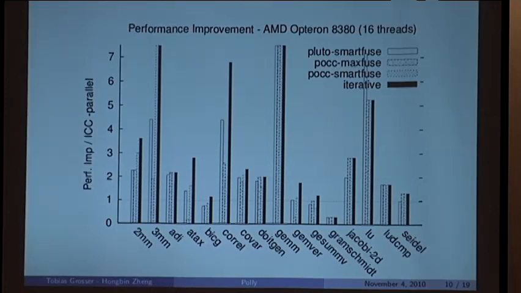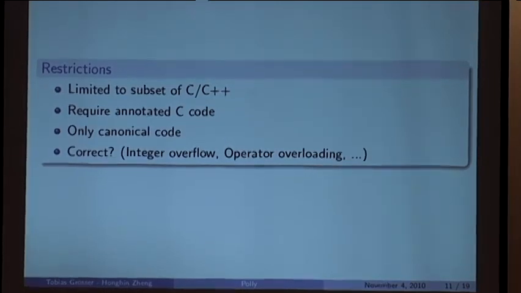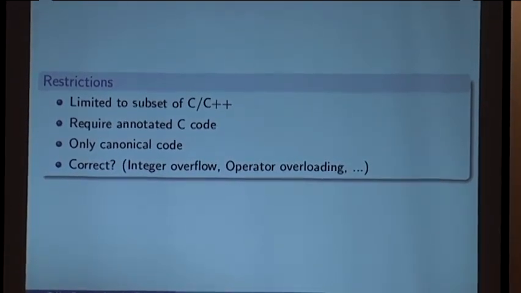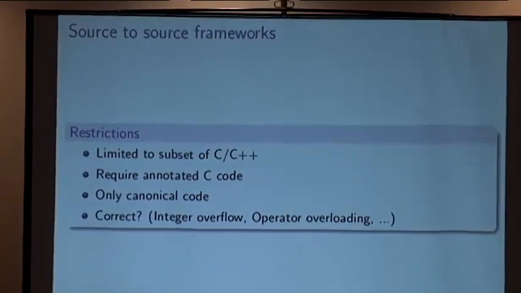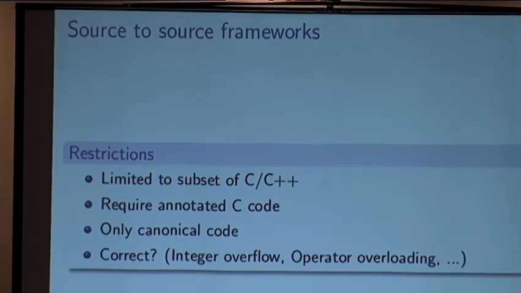But this sounds great, yet it cannot be applied to a lot of different programs. And this is why: Pluto and all those tools are just source-to-source tools. They just work on a very limited subset of C and C++. They require annotated C code. They require very canonical code. So you need to write an affine function in your array access. And which programmer knows about the polyhedral model? Who is going to write their array accesses to match what we expect? So that just doesn't appear very often.